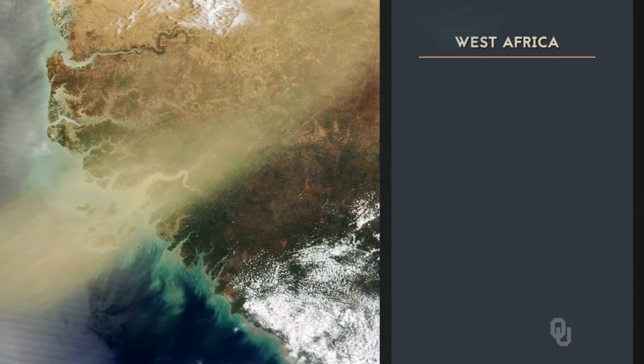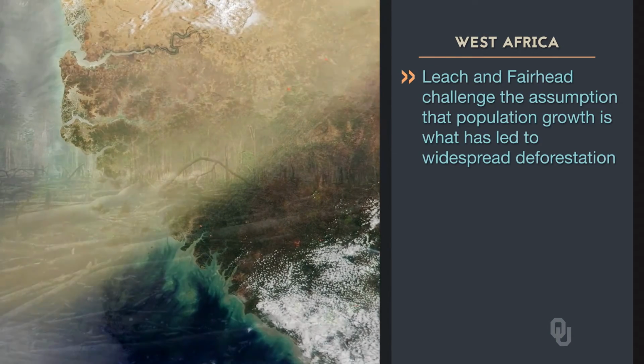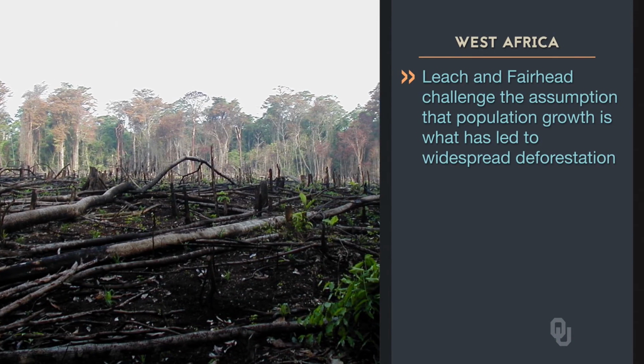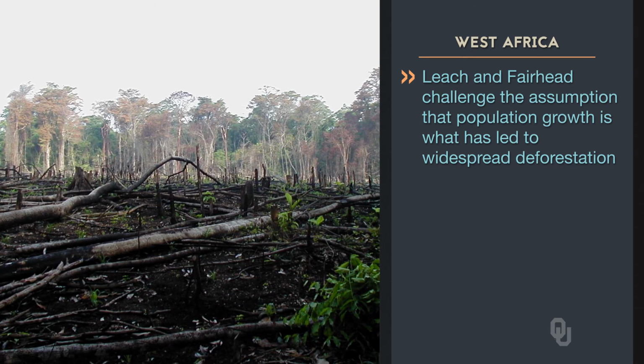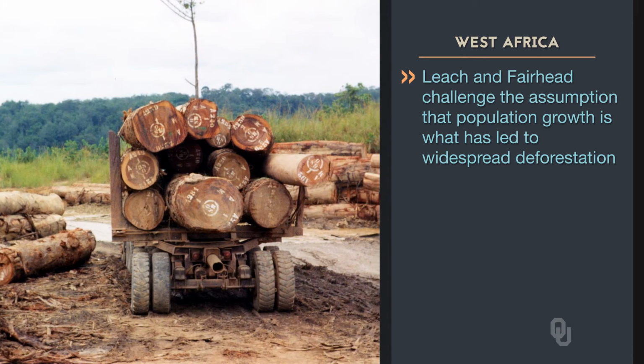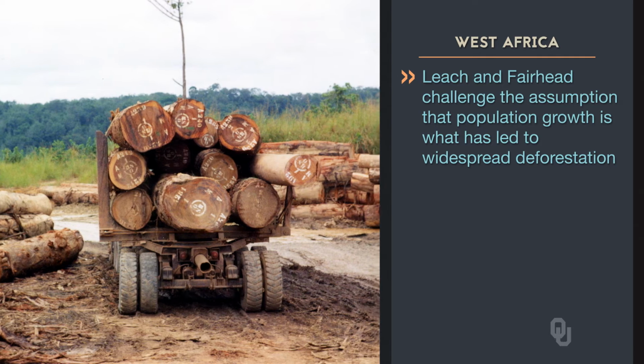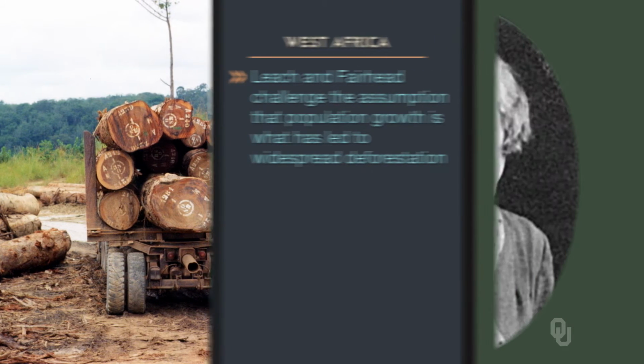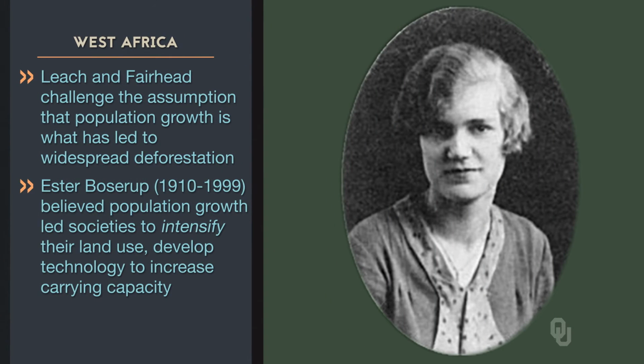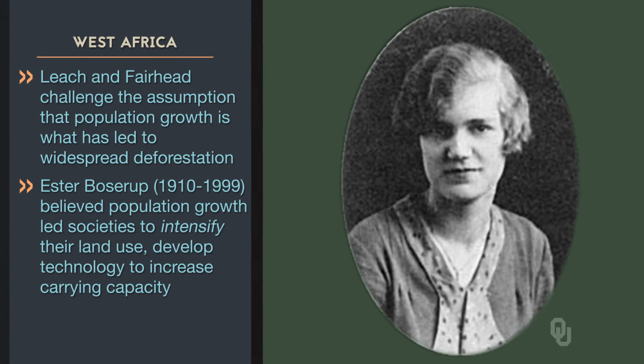Focusing on the fascinating case of forest cover change in West Africa, Leach and Fairhead challenge the pervasive assumption that population growth in the region has inevitably led to the degradation and shrinking of the forests. The authors instead invoke Esther Boserup, a 20th century Danish economist who showed that contrary to Malthus's predictions, population growth has led human societies to intensify their land use and develop technologies that increase the carrying capacity of the environment.